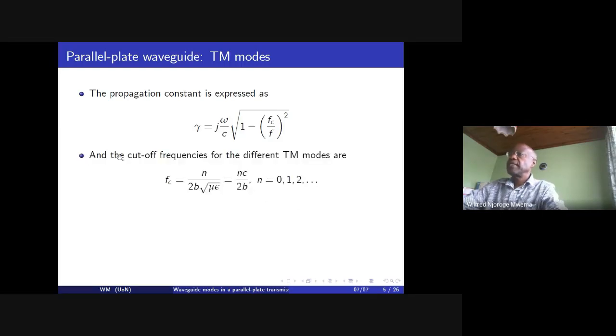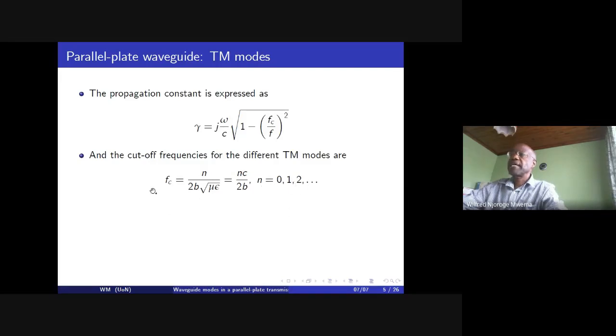And the cutoff frequencies for the different TM modes are going to be given by fc equal to n by twice b root mu epsilon, and this can be seen to be n multiplied by c, which is the velocity of light, over 2b, and remember b is the separation of the conductors, and this will have cutoff frequencies for n equal to 0, 1, 2, and so forth.